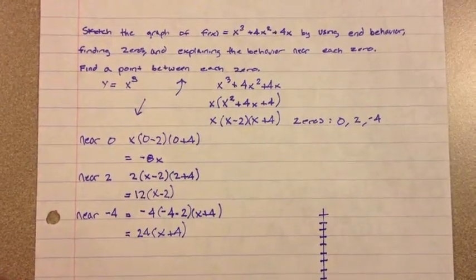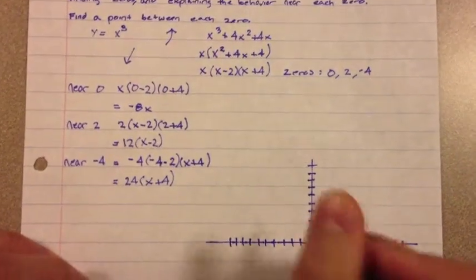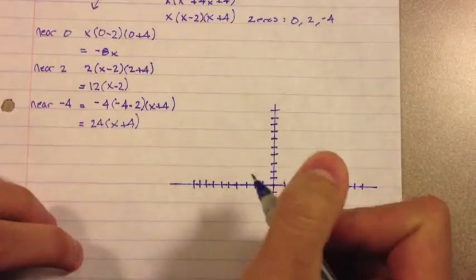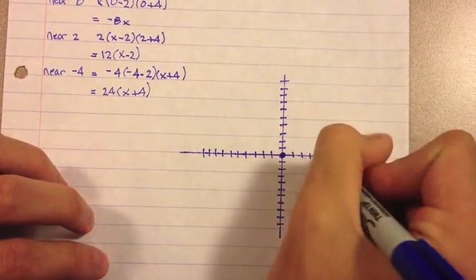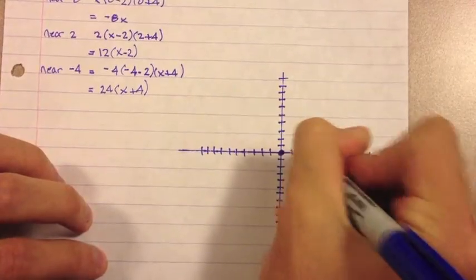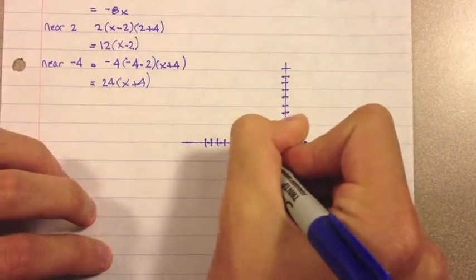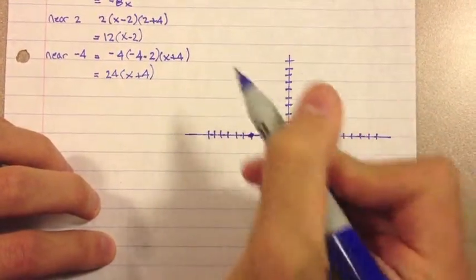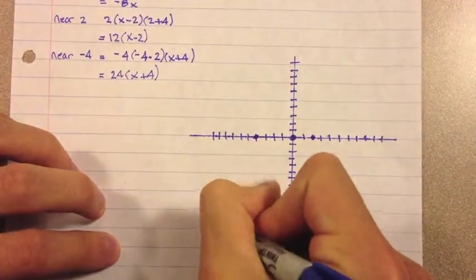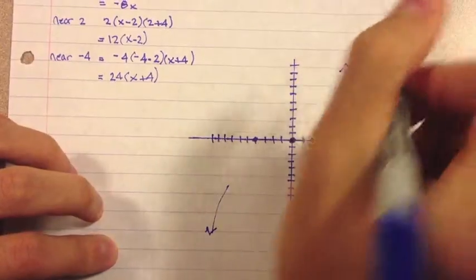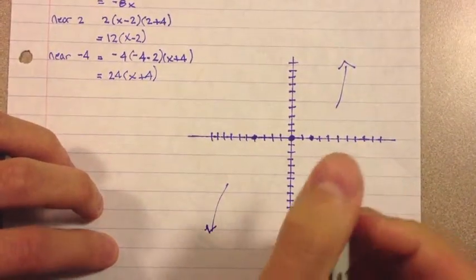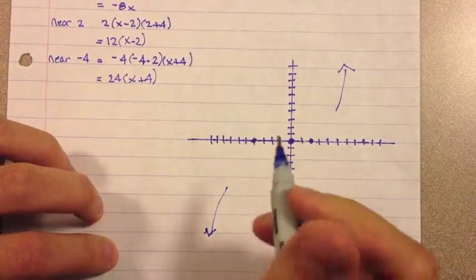Now put it in the graph. You're going to have your zeros at 0, 2, and negative 4. And we know that our end behavior is going to look like this because the parent function is a positive cubic function.